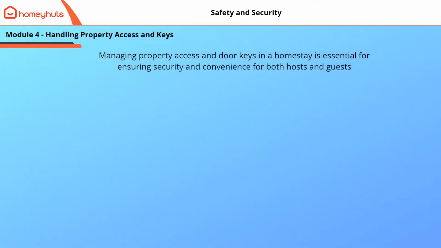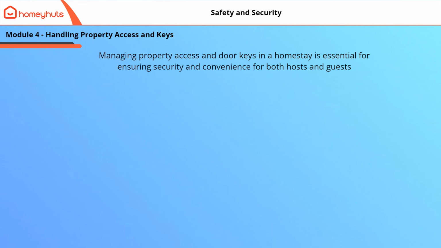In the fourth module, we will talk about handling property access and keys. Managing property access and door keys in a homestay is essential for ensuring security and convenience for both hosts and guests. Implement security measures to safeguard keys and prevent unauthorized access to the property. This may include using secure key storage devices, installing outdoor security cameras or alarms, and limiting access to sensitive areas.